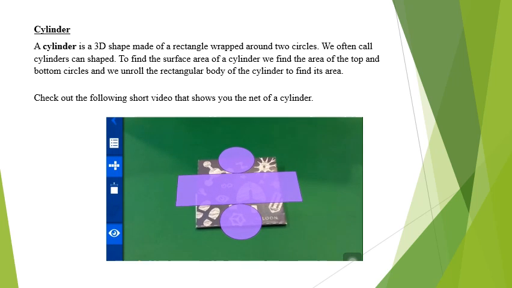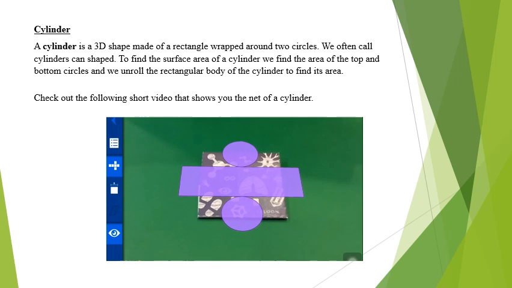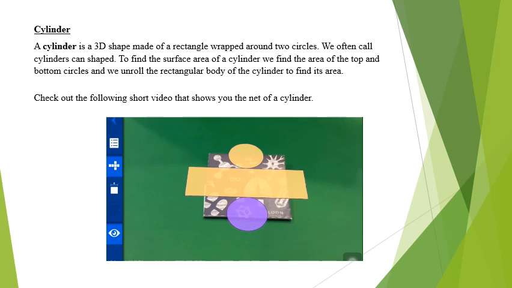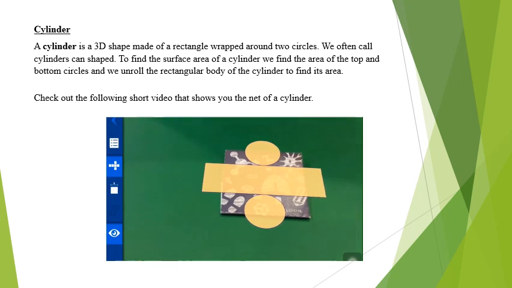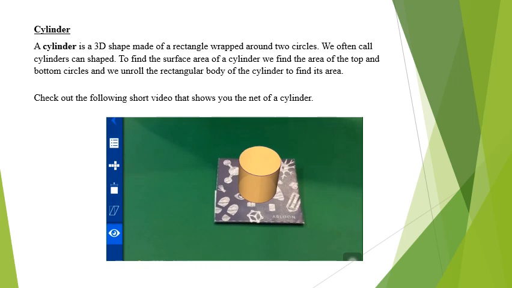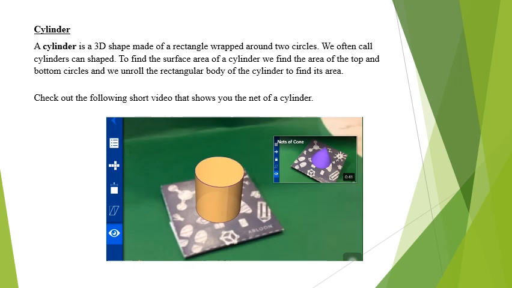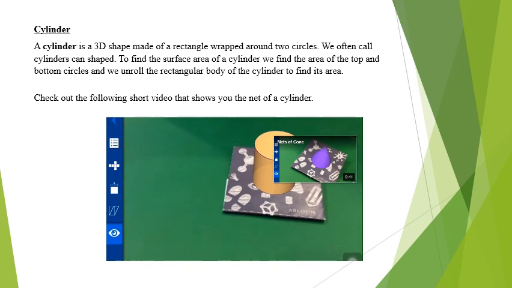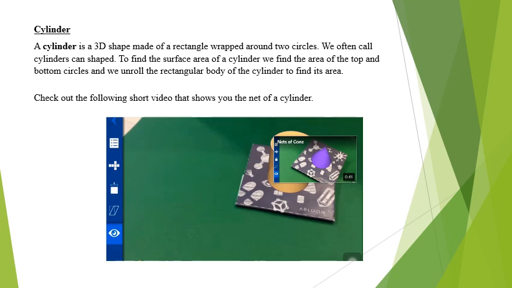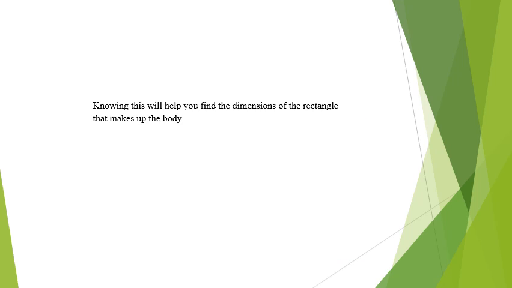So you can see when you unfold it, that body, that middle part, unrolls into a rectangle. And the length of that rectangle, that long edge, goes perfectly around the outer edge of the circle. And if you remember when we did the last section on perimeter, we talked about that the perimeter has a special name when we're talking about a circle, and that's the circumference. So knowing this will help you find the dimensions of that rectangle that makes up the body.